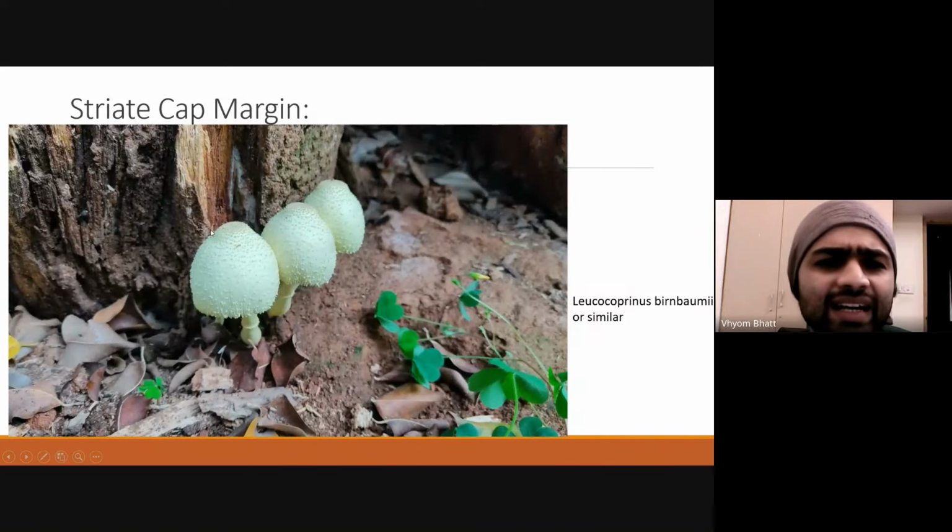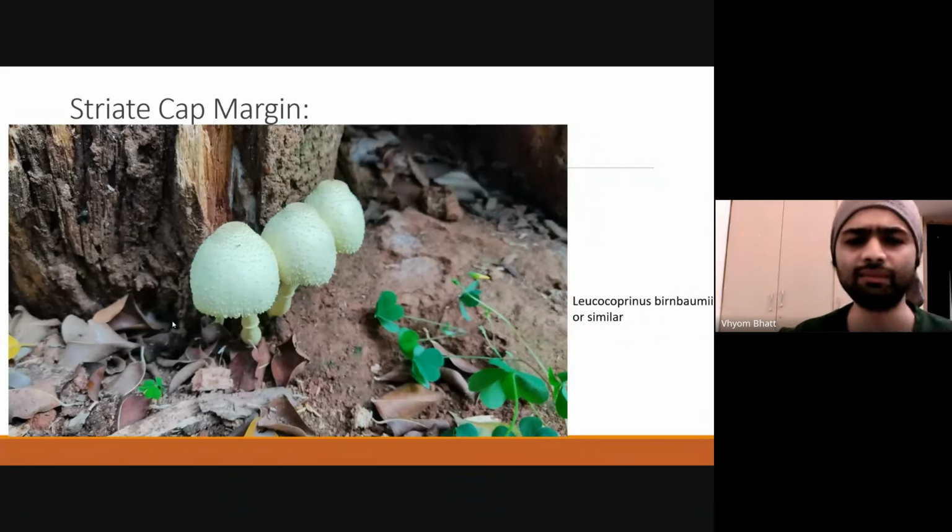So this is a striate cap margin. This is a Leucocoprinus birnbaumii, which we found in Cubbon Park 2 years back. They are yellow looking, nice looking mushrooms. Some people will find them growing out of their plant pots also, and hence they are also called plant pot dapplings. Don't worry if they are growing in your plants, by the way, they are fine, they are safe.